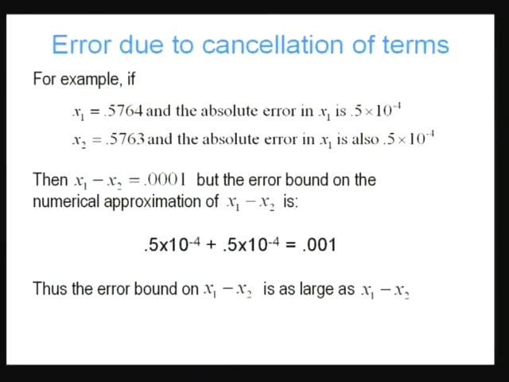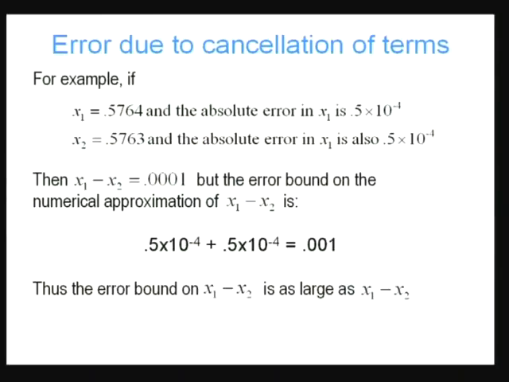For example, if x1 is equal to 0.5764 and the absolute error in x1, that is delta x1, is 0.5 into 10 to the power minus 4, and x2 is equal to 0.5763 and the absolute error in x2 is also 0.5 into 10 to the power minus 4, then x1 minus x2 is equal to 0.0001, but the error bound on the numerical approximation of x1 minus x2 is the sum of the absolute errors in x1 and x2, so that is 0.5 into 10 to the power minus 4 plus 0.5 into 10 to the power minus 4, equal to 0.0001.